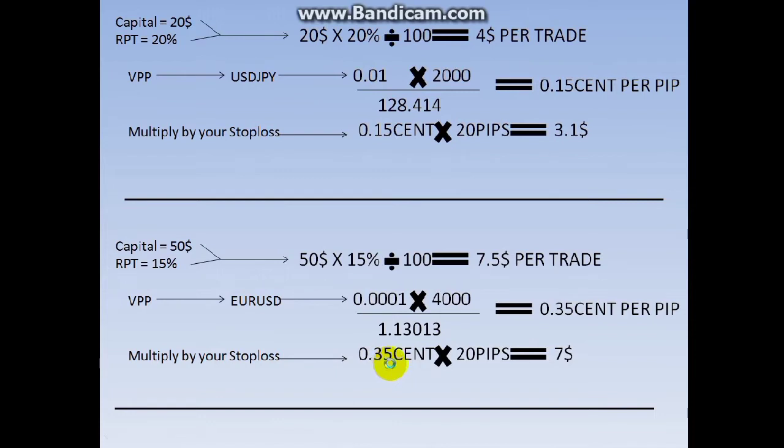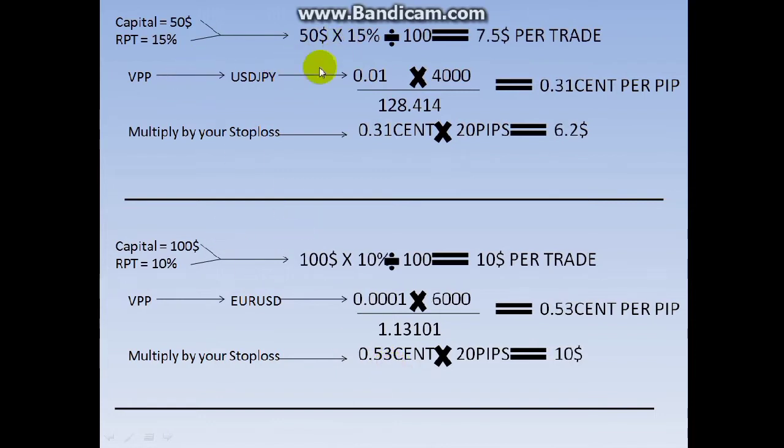Now in this case, for the yen pairs, we have a $50 capital, right? A risk per trade is 15%. So that will give us our capital times our risk per trade divided by 100, so we are risking $7.5 per trade. For our yen pairs, remember they are approximated to 2 decimal places, multiplied by our total lot size, which is 0.04. That's the maximum lot size we are using on a $50 account, which is 4,000 units.